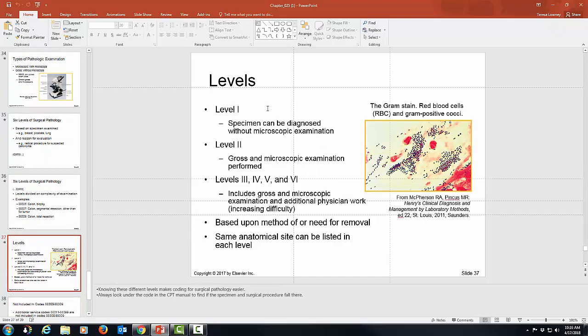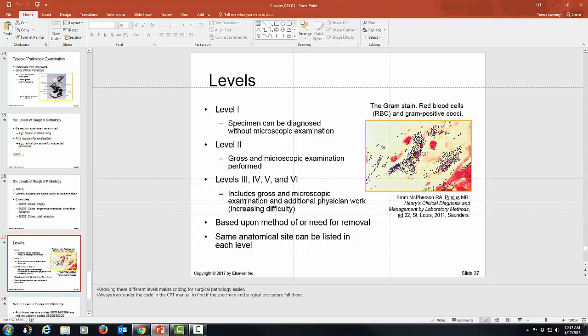So here are the levels. Level 1: a specimen can be diagnosed without microscopic examination. The example that we usually use here is a tooth. You can look at a tooth, you can see the tooth, you don't have to use a microscope. Level 2 is where gross and microscopic examination is performed. Levels 3, 4, 5, and 6 include the gross and microscopic examination and additional physician work, so there's an increased difficulty. It's based upon the method of or need for removal, and the same anatomic site can be listed in each level. It just depends on the work that is being done by the physician.